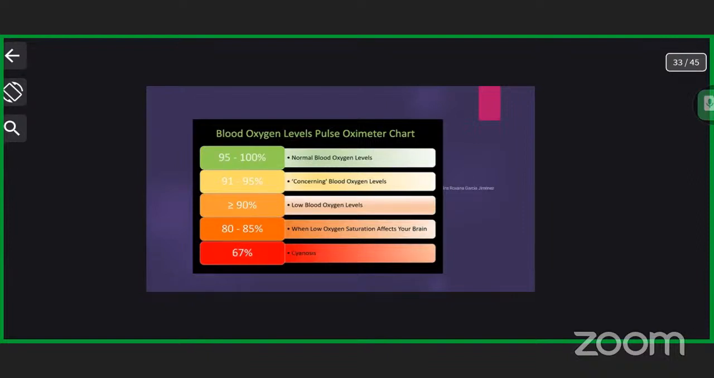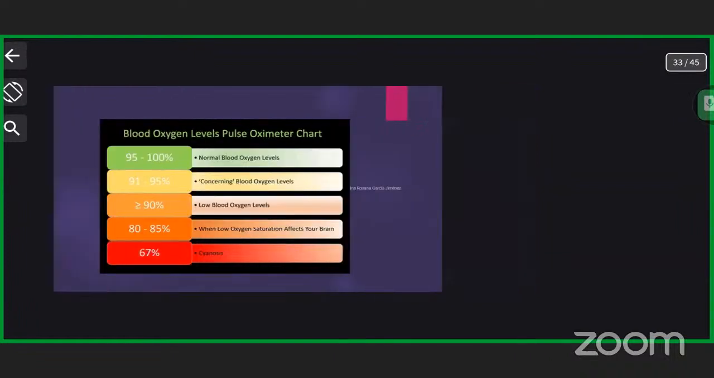Just as extra information, we have the blood oxygen levels in this chart, taken into account from sea level. Because at altitude, where we live in La Paz, we all know that these values could change, right? So just extra information, it's according to the place you live.